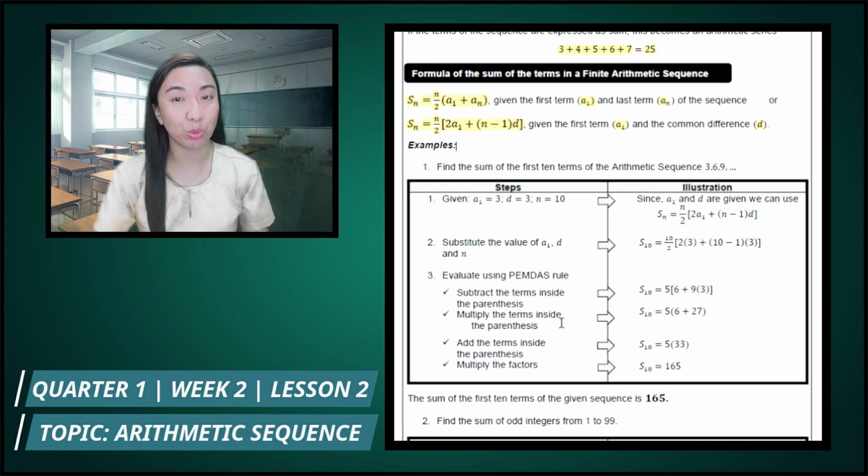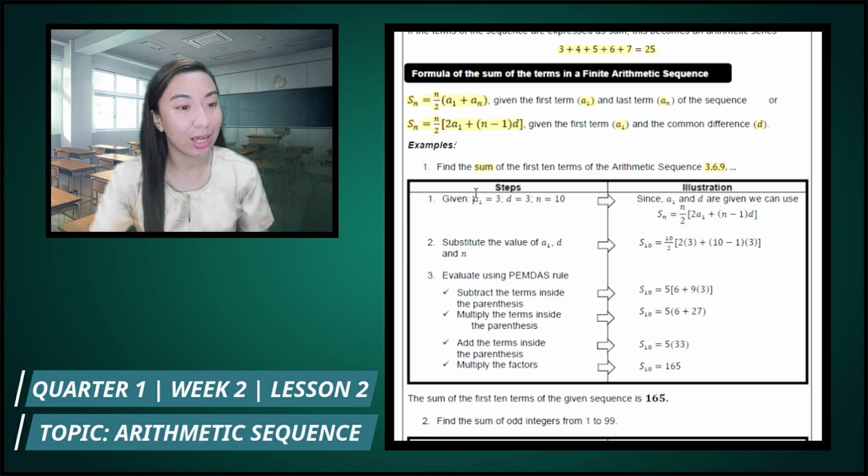Okay, so let us have two examples for each. So let us figure out which formula should be used. So let's have number 1. Find the sum of the first 10 terms of the arithmetic sequence 3, 6, 9. So again, since we are asked to find the sum of the first 10 terms, this problem is about arithmetic series. For our solution, you always start with identifying what are the given.